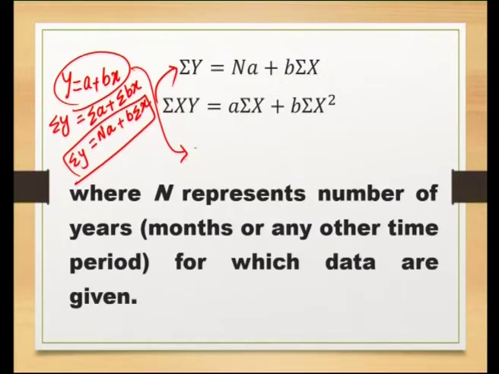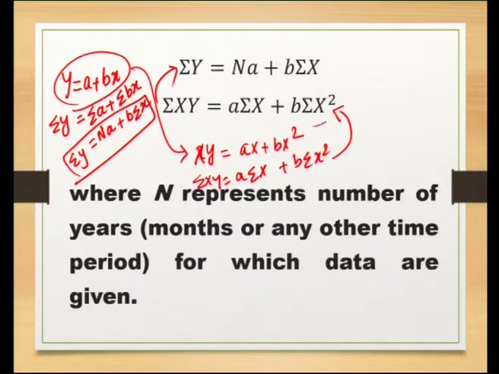Multiply it with x, it becomes xy is equal to a into x plus b into x square. Now, take summation: summation xy is equal to a into summation x plus b into summation x square, which is this line. We get the first one like this and the second one by multiplying with x on both sides and then taking summation.